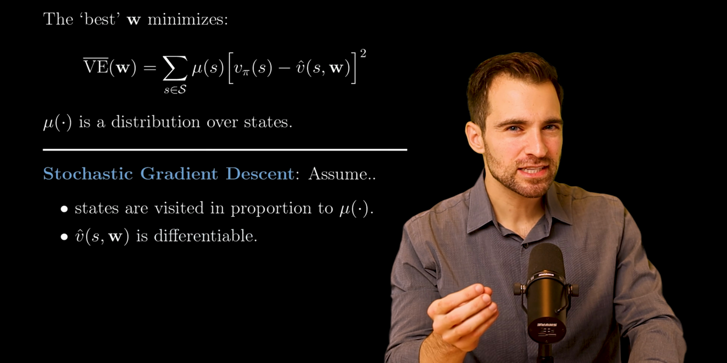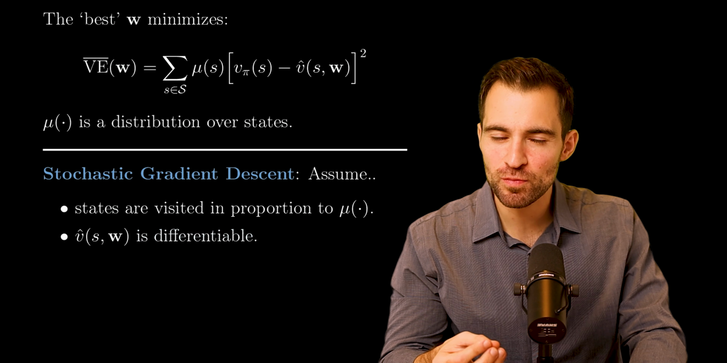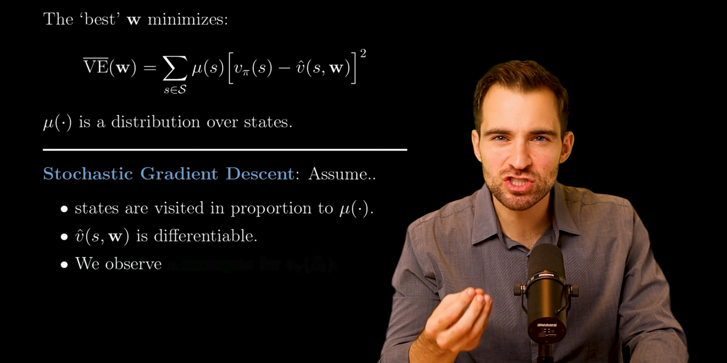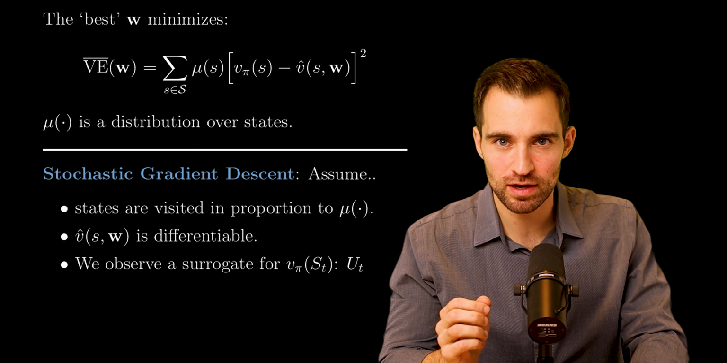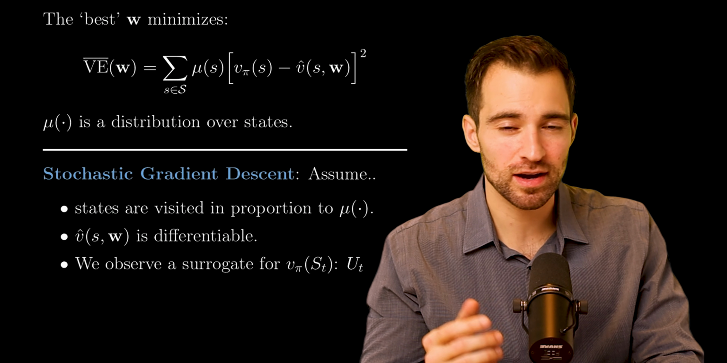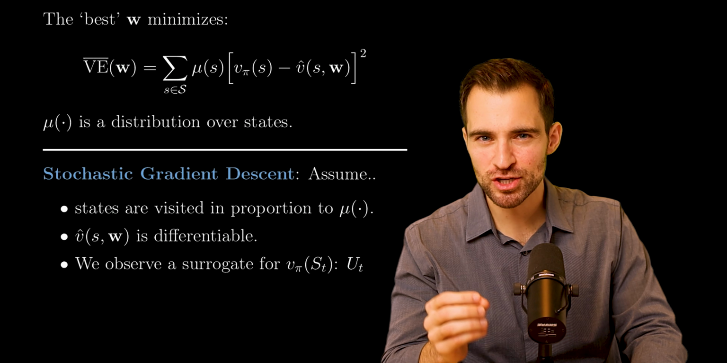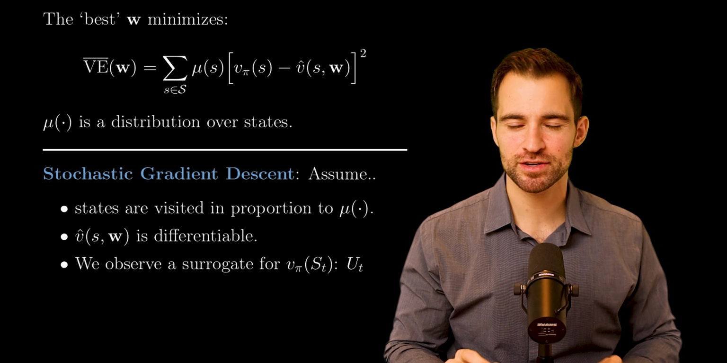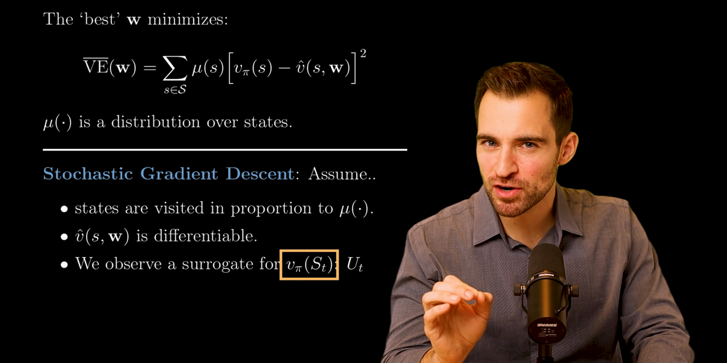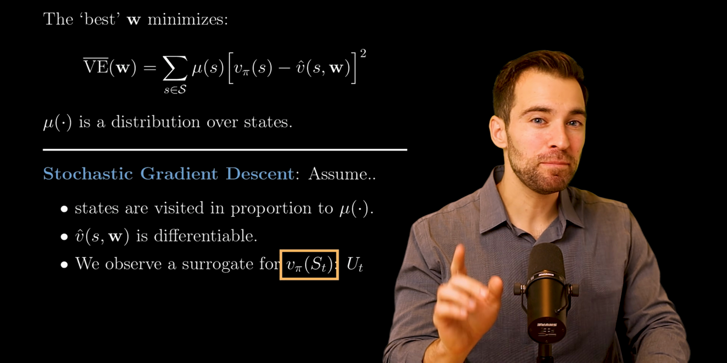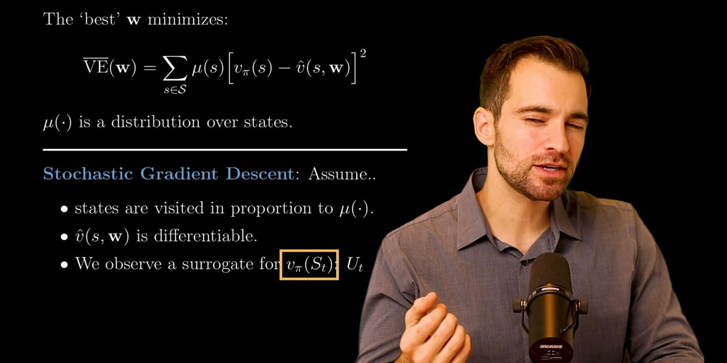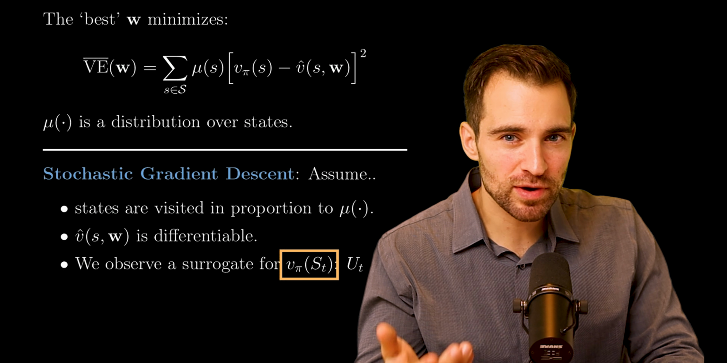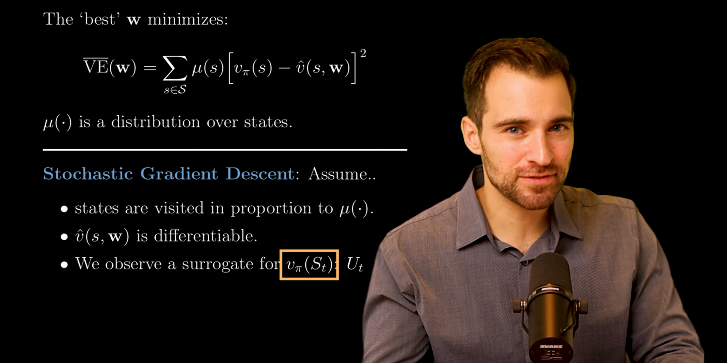And third, since we don't have access to the true value, we assume we observe a suitable surrogate for it, which we'll call U_t, or the target. There'll be several choices for the target, and that'll really define the algorithm. Also, quick technical note on notation. Here I'm showing a random variable, not a value, being plugged into a function, which is not something you've seen from me before. For this, just imagine sampling a value from the random variable and plugging that into the function.